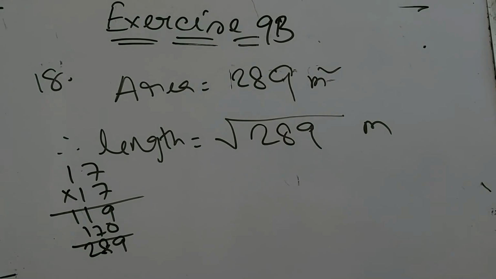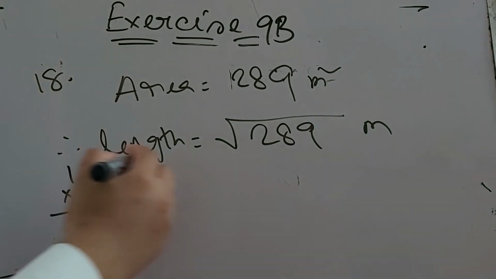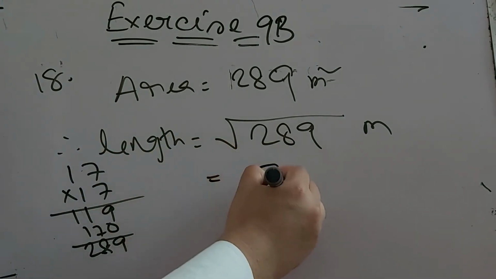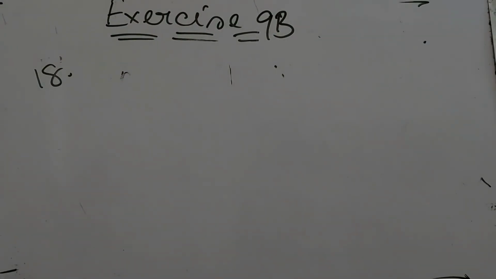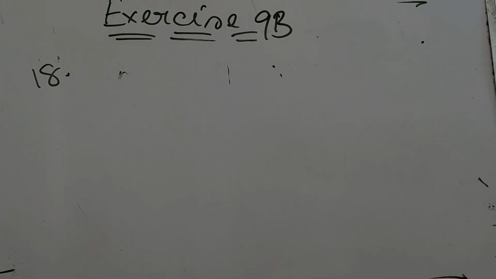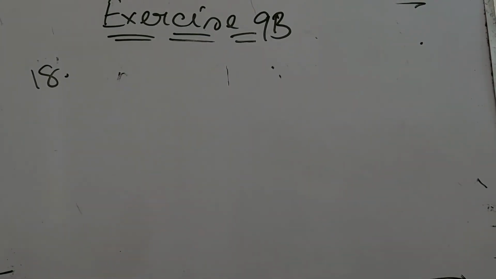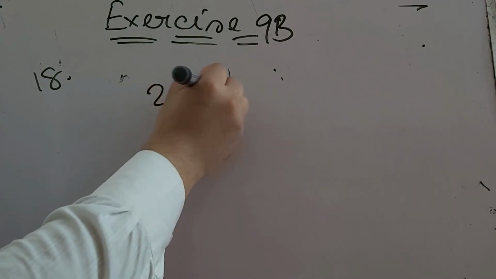So we have already found out that if we multiply 17 times 17, then our result will be 289. That means the root of 289 will be 17 meter. So in that way we can find the length of a square. There is another way to find the square root of a number. You can solve it in that way too.